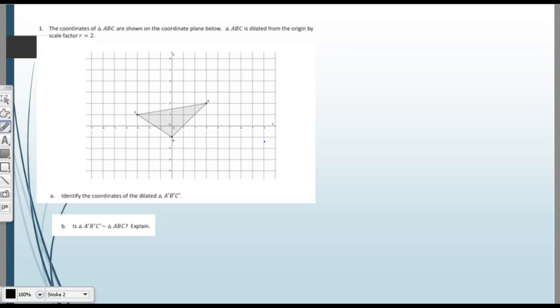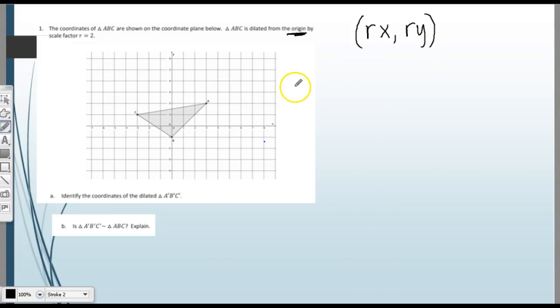Go ahead. Were you going to hop on the mic? I forgot to raise my hand, so I was going to do that. But if you dilate using the origin, you can times it by what the scale factor is, and just use the coordinate points for that. Perfect. That is it exactly. Anytime you have a dilation in the coordinate plane with the origin as the center, all you do is take the scale factor and multiply it by the x value, and the scale factor, multiply it by the y value. That gives you each new coordinate point.